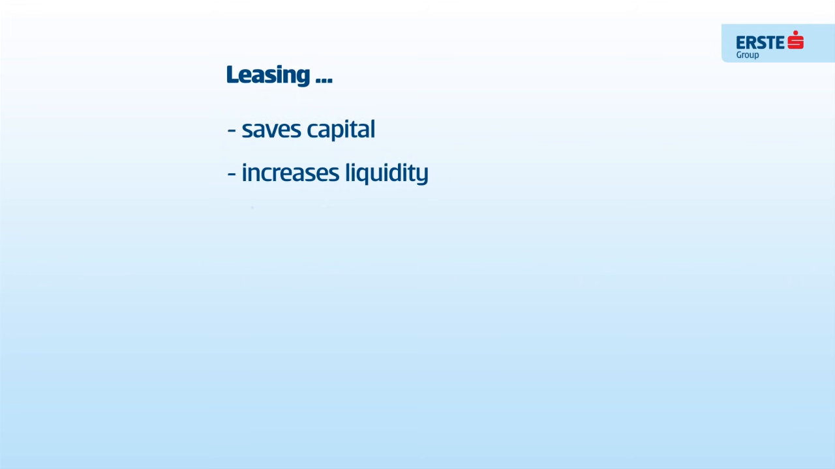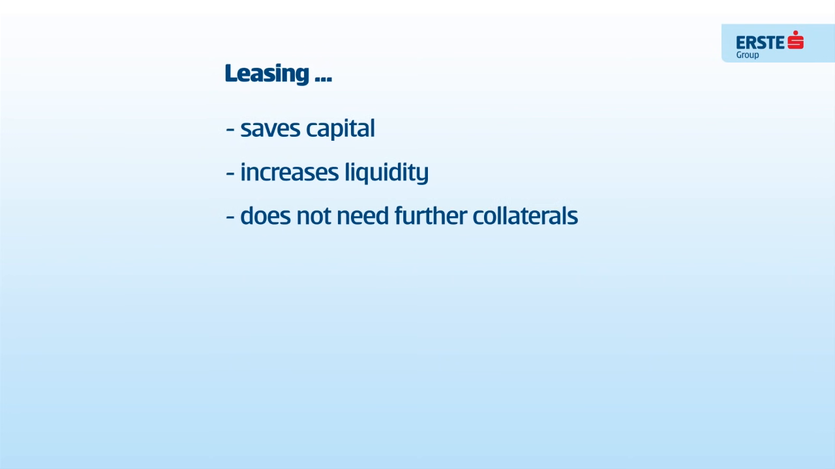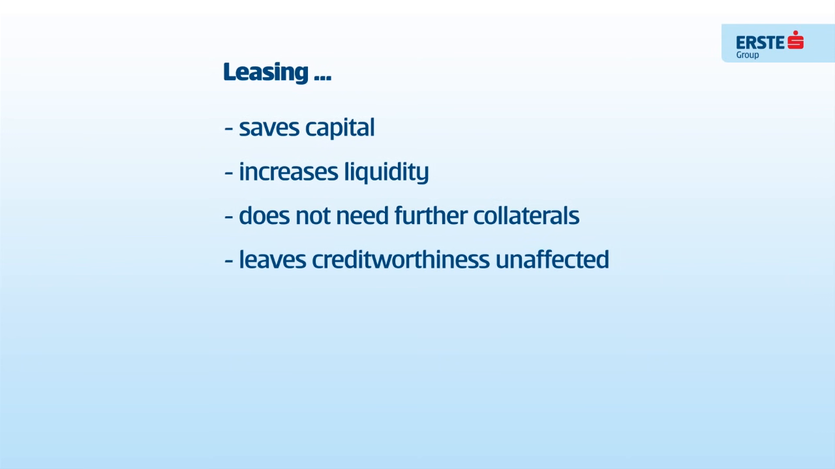In practice, for private individuals, only car leasing plays a role. For many companies, however, the question is whether to buy or lease buildings, production equipment, or office furniture. The lease option means that capital is saved and liquidity is higher. In contrast to a loan, no further collateral needs to be deposited, and the creditworthiness of the lessee remains unaffected by the size of the leasing contract.